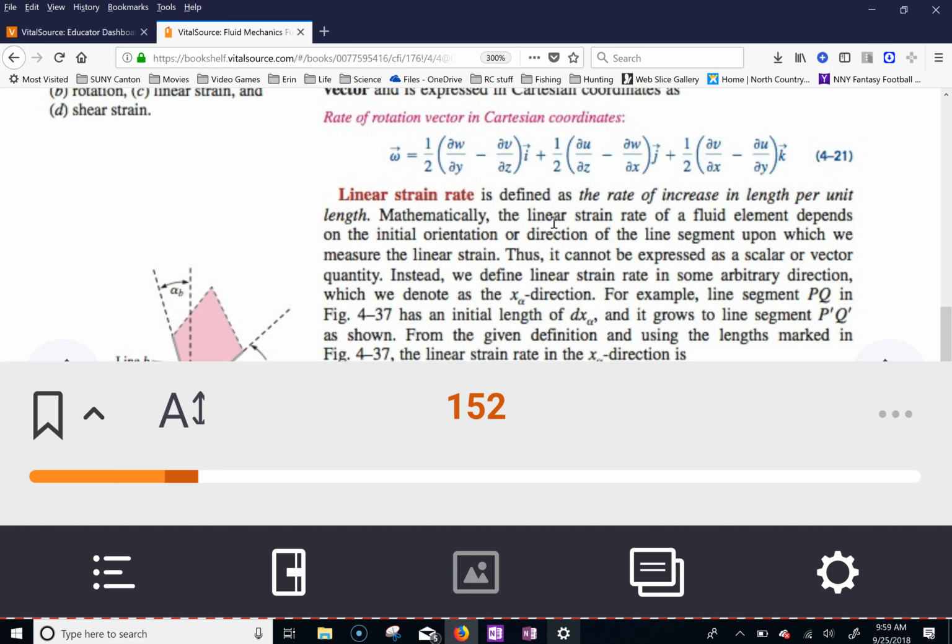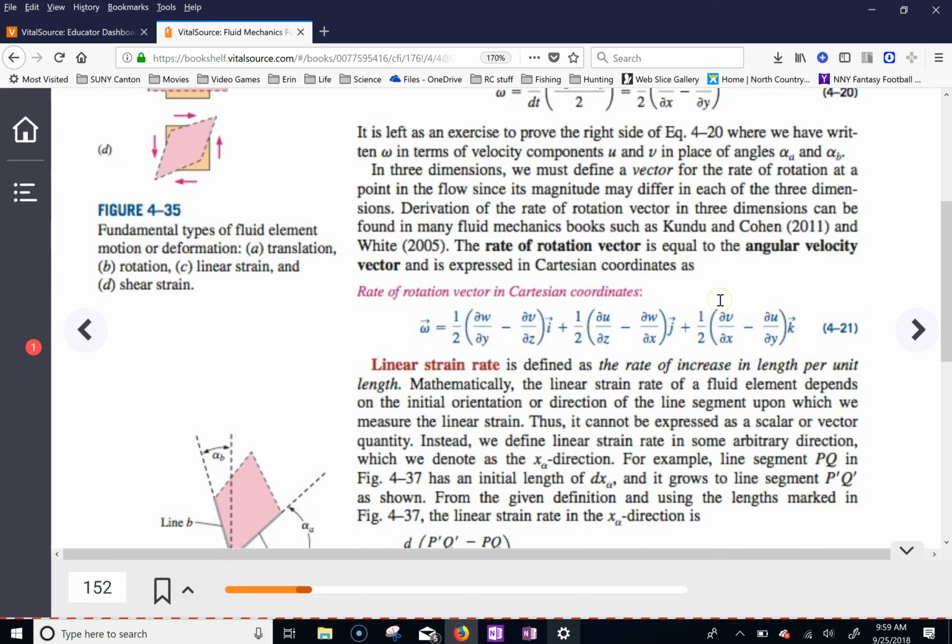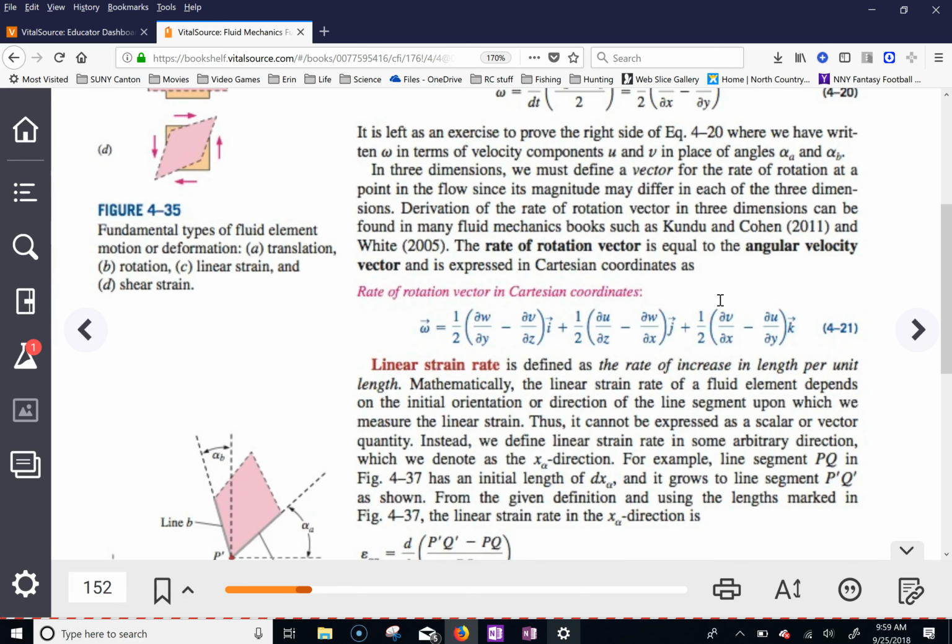It's actually better when I didn't zoom in, huh? There. So that's the rate of rotation.